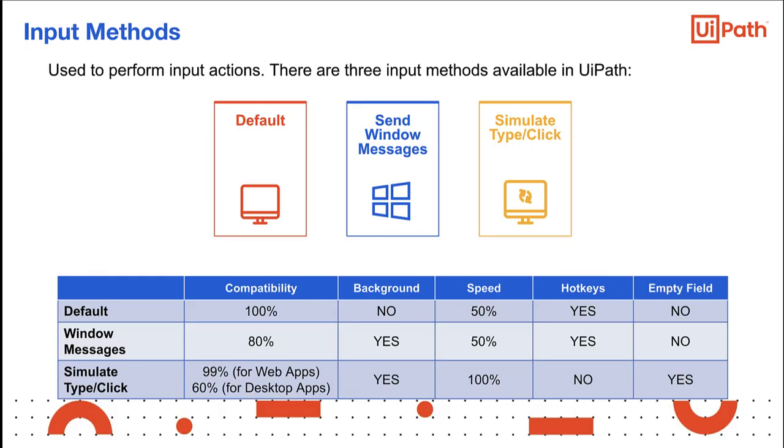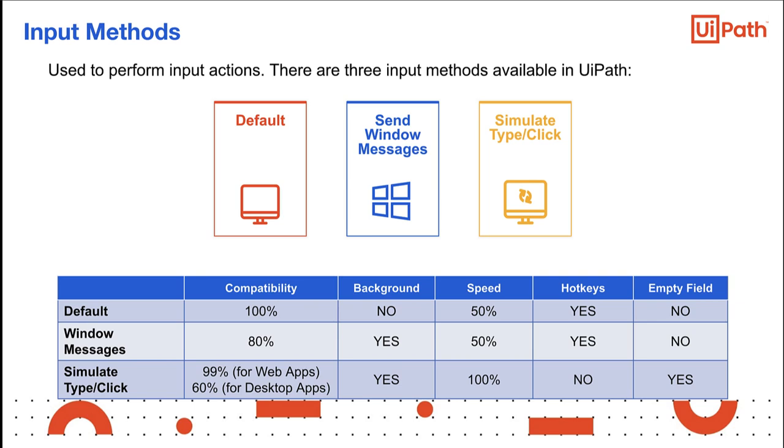The empty field is a property of UI interacting activities. It is used to erase the data already present in the input area of the UI element. For example, a text box containing previously filled data which is accessed repetitively in the code. When default or send window message method is used, the user has to ensure that the empty field property is checked for erasing the already present data. On the other hand, simulate method empties the field by default.